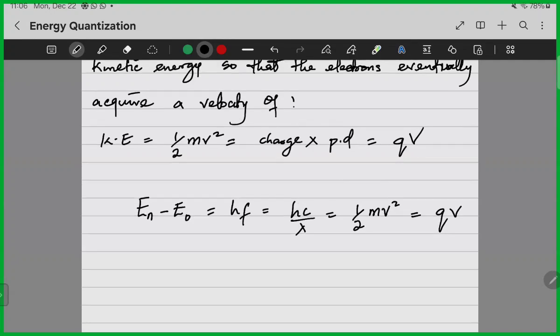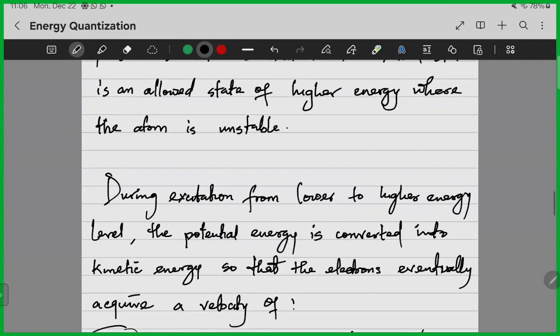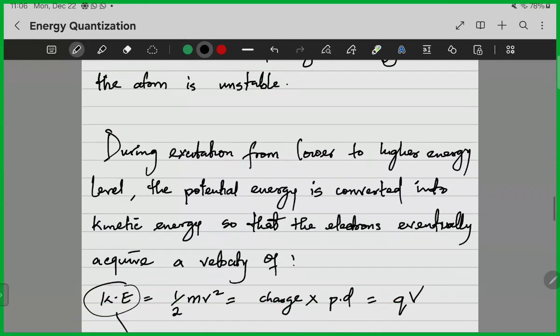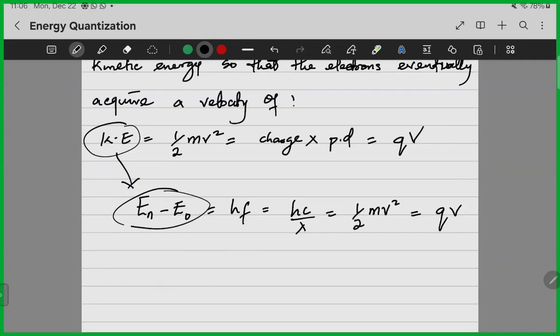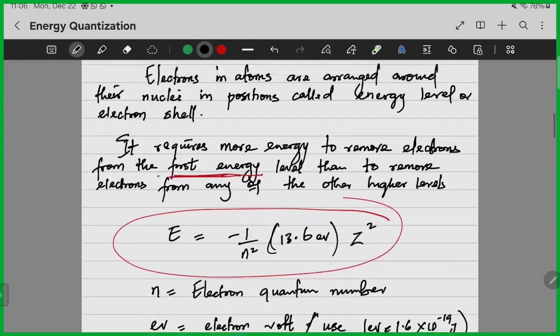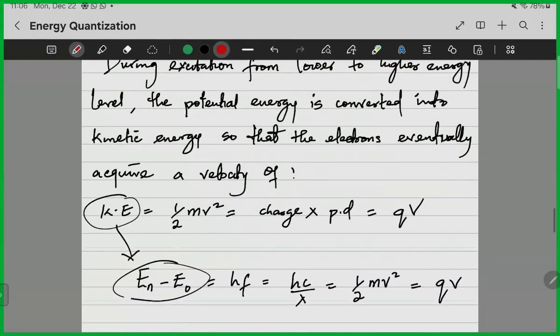Since this is also a form of energy, and energy can be written as the difference between states, we said kinetic energy only happens when there is excitation. Potential energy is converted to kinetic energy. So when there's excitation, it means you move from one state initially to another state. If you want to find the energy difference, find it by using this. That's the kinetic energy used to move. And that is also equal to HF, as we established before. Right here, we established that.